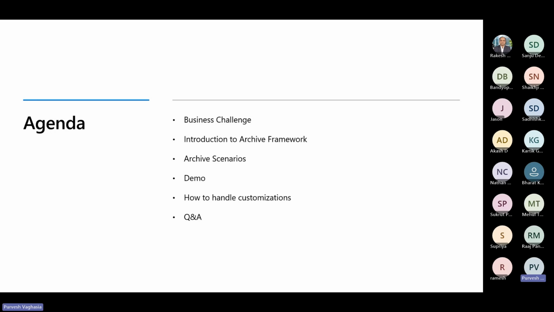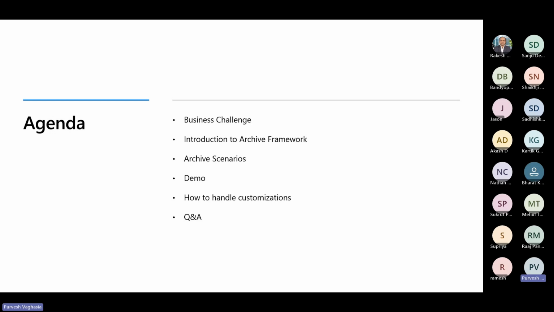From an agenda perspective, we will start with the business challenge: what could the business challenge be, and why do we need this feature? Then we'll discuss the overall archive data framework. Then we'll discuss the different data archive scenarios available in the out-of-box data archive feature. Then I have a demo that will quickly take you through how you can enable the feature, how you can run your data archive scenarios, and how you can keep track of the progress of your archive jobs, with transparency into how many records I was able to archive.